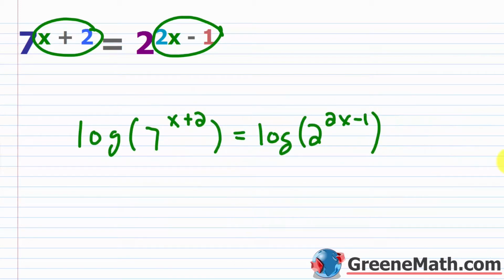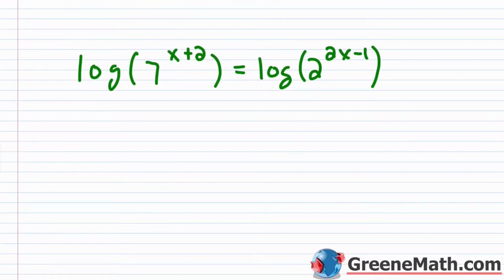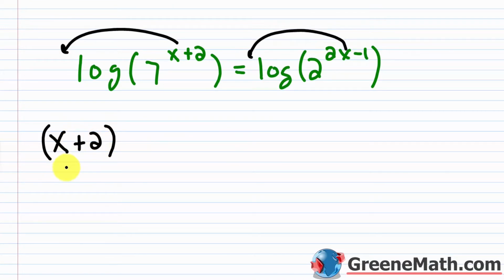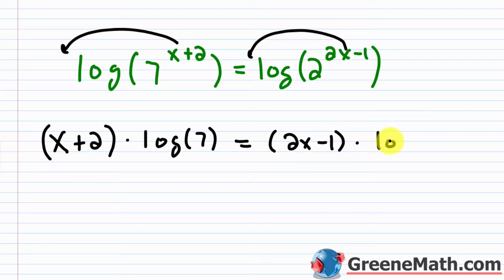And so now we know that those exponents can come down. So legally I can say that this comes down, this comes down. So we have this x plus 2. Again, this is a quantity, so I'm going to use parentheses, times log of 7 equals, this comes down, so the quantity 2x minus 1 times log of 2.